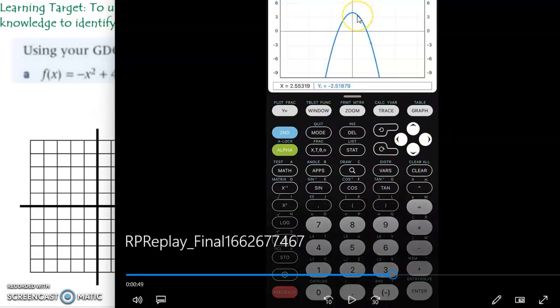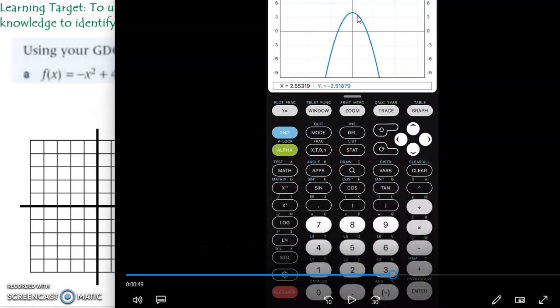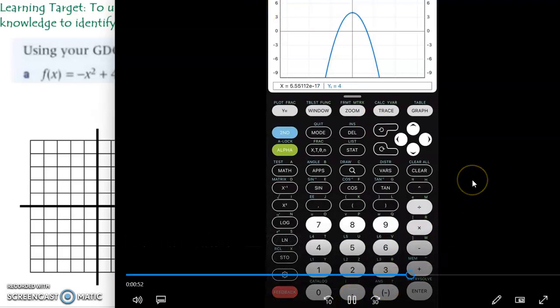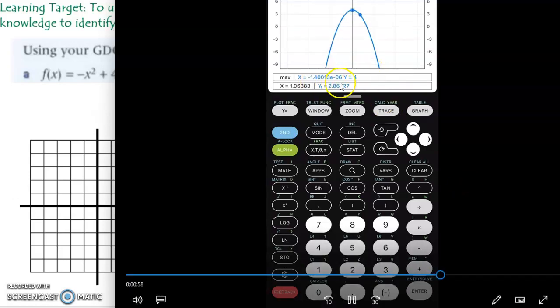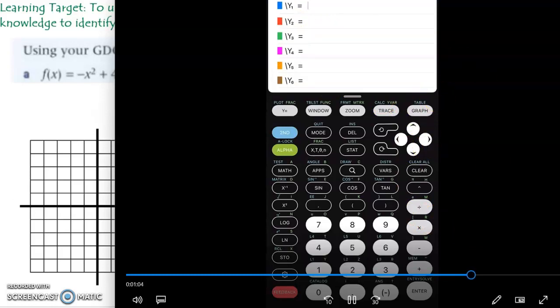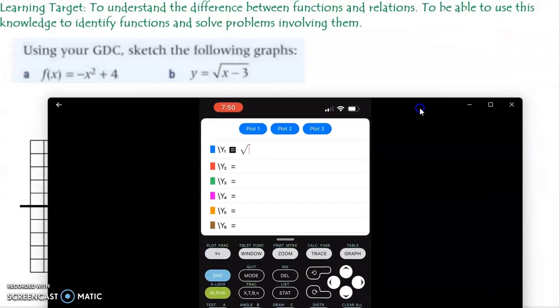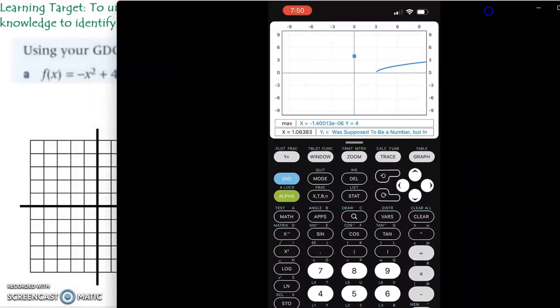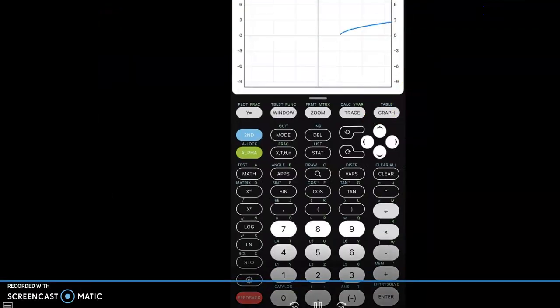Just a reminder, in this graph here, it just so happens that our maximum is also the y-intercept. That's not always the case with a quadratic. So I'm going to find the maximum, it's the largest point. And again, it's asking for a left bound using those arrows. So we go to the left, press enter, to the right, press enter, and I find the maximum. This calculator should actually give you 0, 4. And for the second example, over here it is square root. Again, place square root of x minus 3, press graph, take a peek, and then we're going to do an additional calculation here for a quick second.